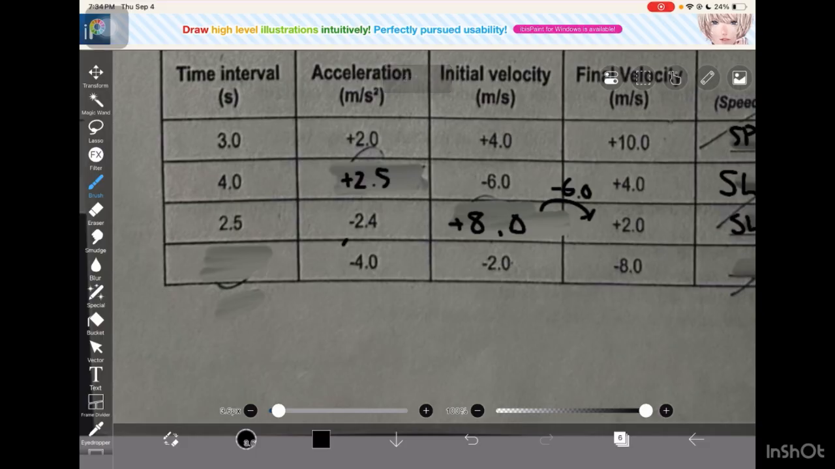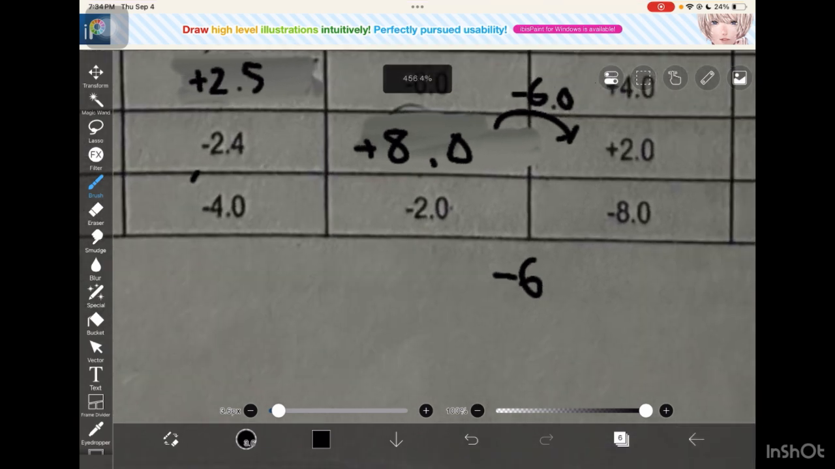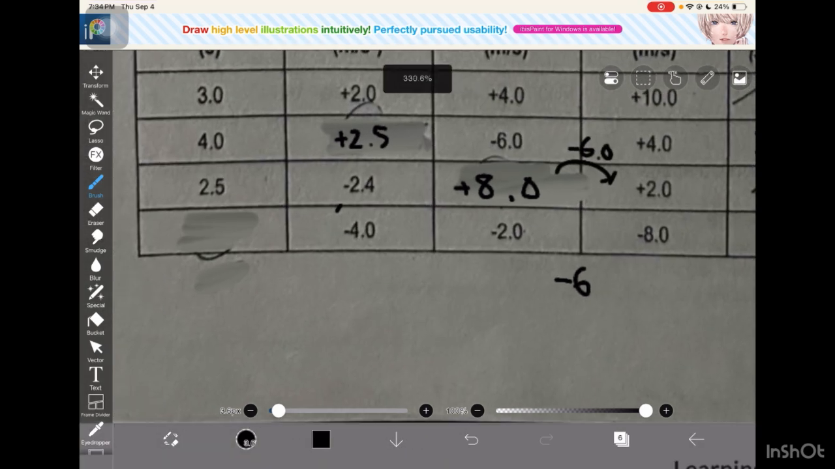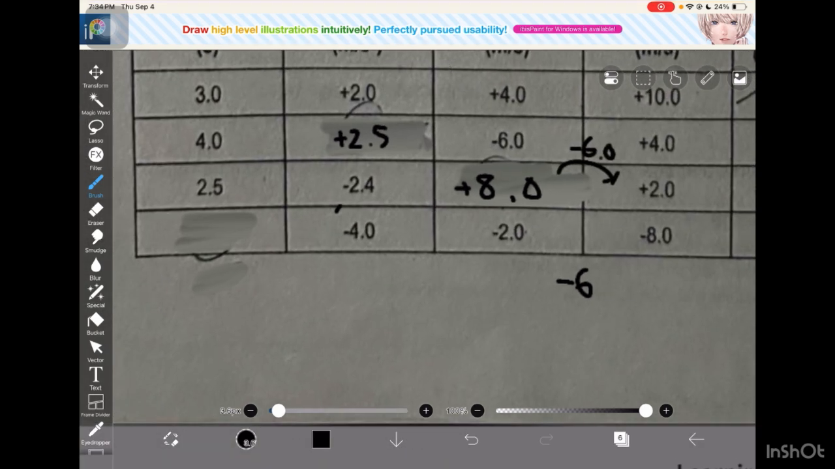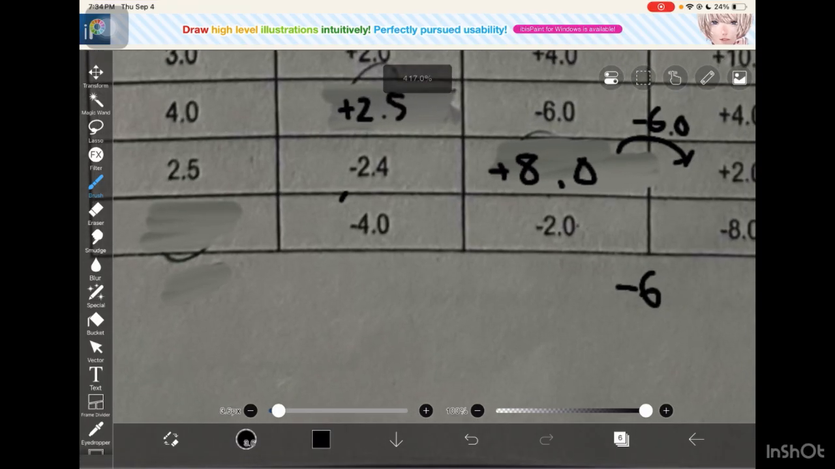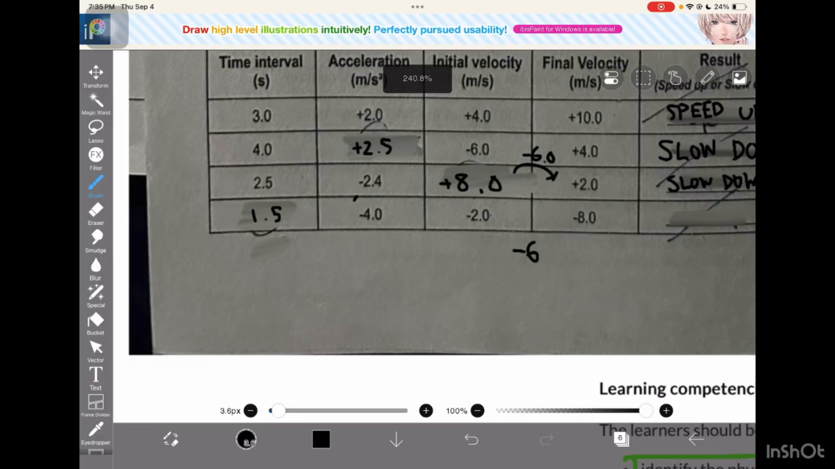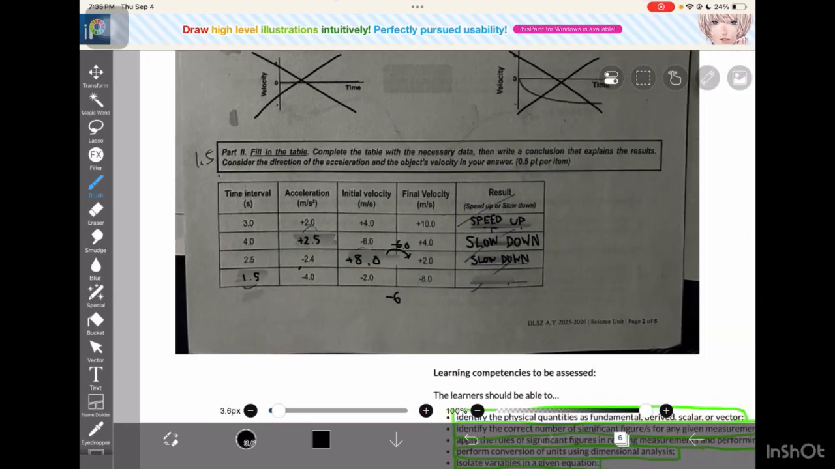Then, we got negative 6 from negative 8.0 minus negative 2.0. Now I want you to do negative 6 divided by negative 4.0. Whoops, I think I put something wrong in my calculator. Negative 6 divided by negative 4.0. Yes. Once you do that, it's equal to 1.5. And that's how we solve for this table right here.